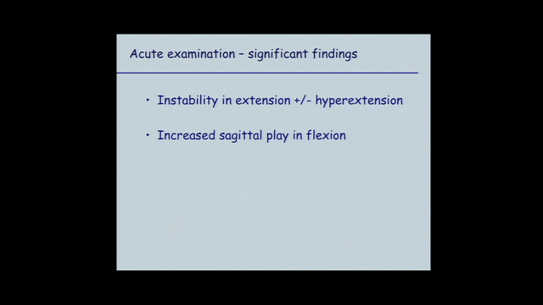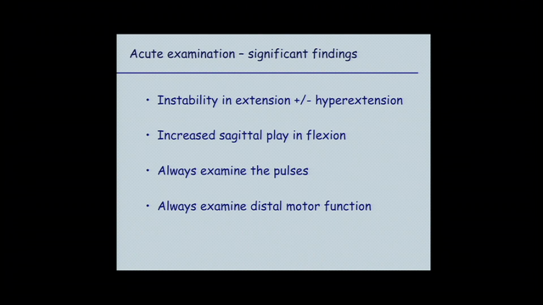Increased sagittal plane flexion, particularly where you can sublux the tibial plateau beyond the femoral condyles, is a sign of significant ligamentous damage, probably needing some form of surgical attention. So this isn't the minor posterior draw sign that you get with isolated posterior cruciate ligament instability. This is marked sagittal instability, and I'll show you some examples of that. Never forget to examine the pulses, and I'll give you some statistics on that. And always examine distal motor function, because it's surprising how often vascular and neurological injuries are missed.